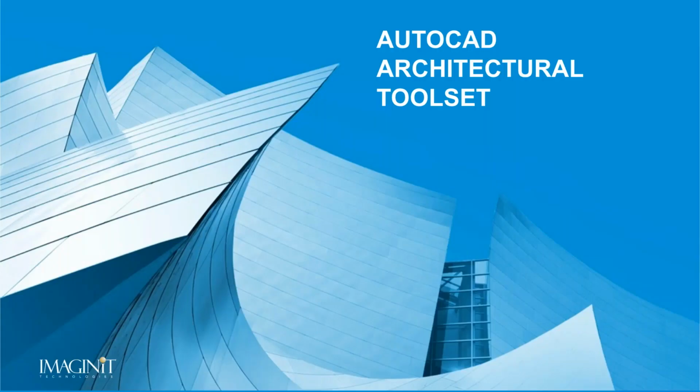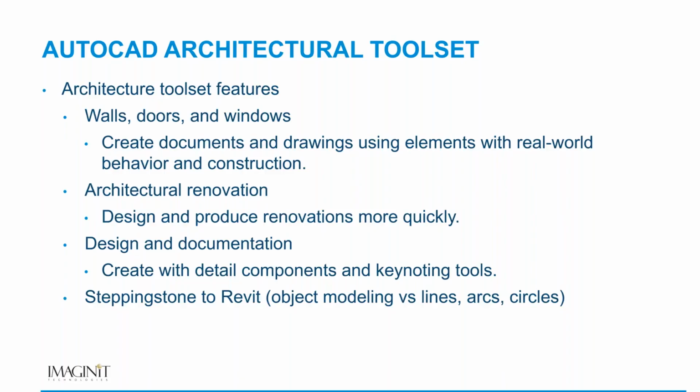So with that, let's get started with the architectural tool set. The architectural tool set features walls, windows, and doors, and allows you to create documents and drawings using the elements in a real world behavior in construction. There's also a part in there to do architectural renovation, which allows you to design and produce renovations more quickly, so you can have demo layers, things like that automatically created for you. You can do design and documentation with creating detail components and specific keynoting tools. All of those are features of AutoCAD architecture that are not included in basic AutoCAD.